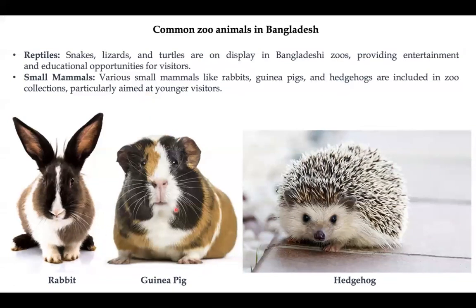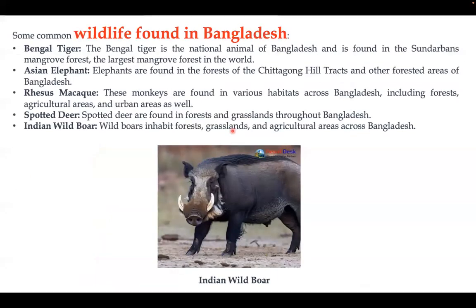So sometimes we have confusion in identifying rabbit and guinea pig. You can identify from here. There are a lot of differences in their appearance. This is the rabbit and this is the guinea pig. The major difference you will see is the structure of their ears. This is the hedgehog. Oh no, not here. Okay.